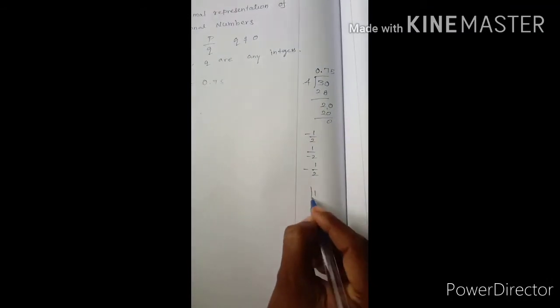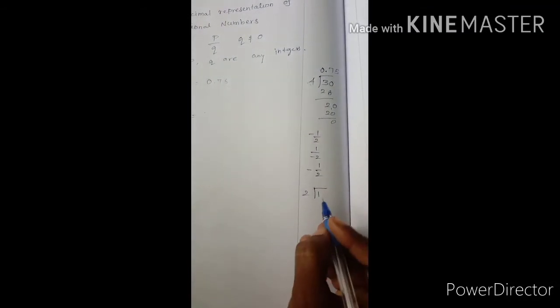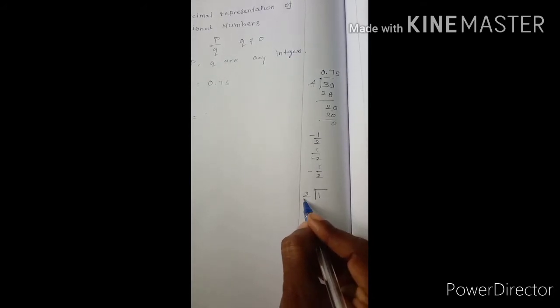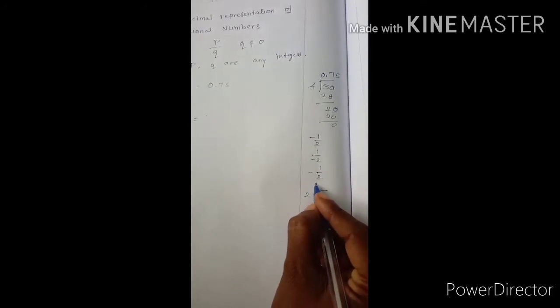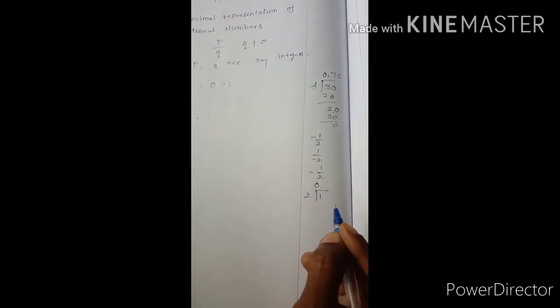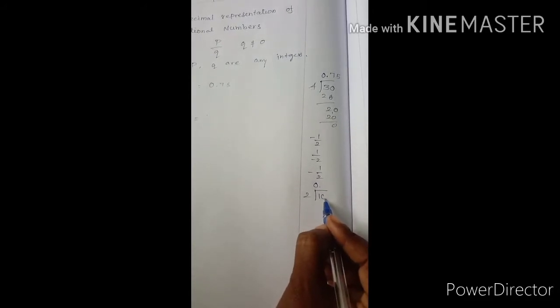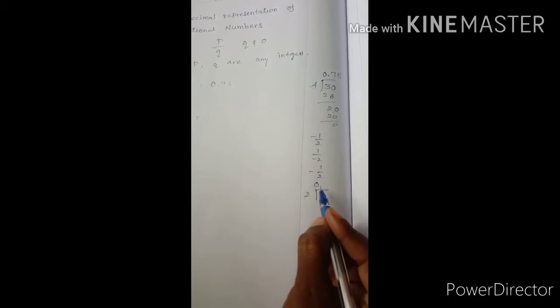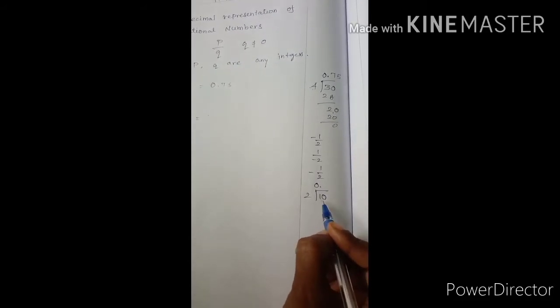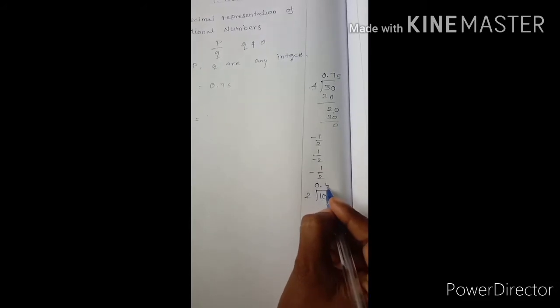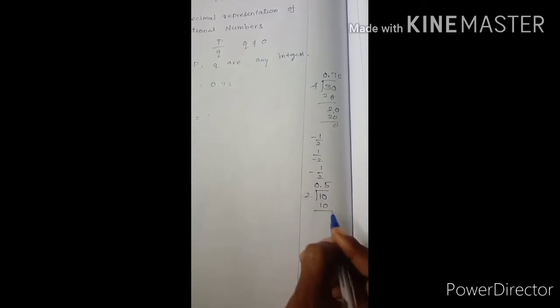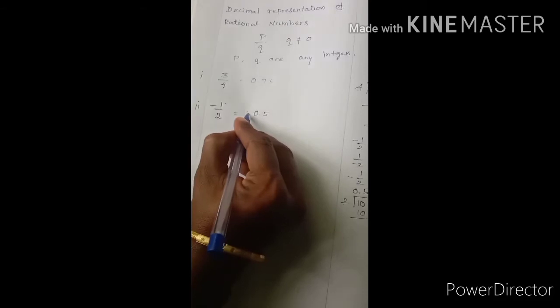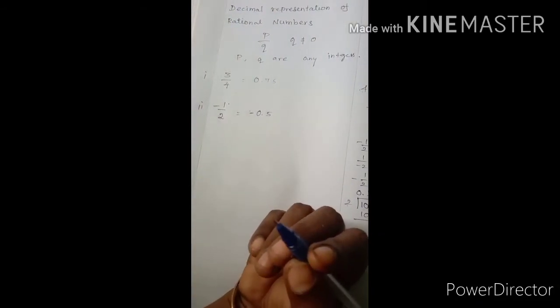So 1 divided by 2. Here also 1 is smaller than 2, so there is no 2 in 1. So we put 0 in the quotient, then add 0 to the dividend, and put the decimal point here. Now our value is 10. How many 2s are there in 10? 5 2s are 10. So your answer is 0.5. Our question is a negative rational number, so you put the negative sign in front of your answer.